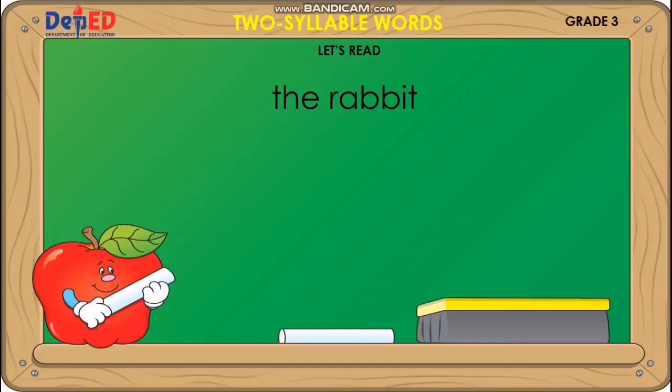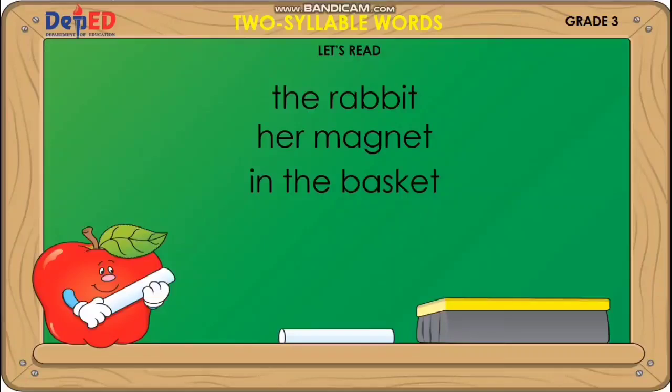Now we are going to read phrases with two-syllable words. The rabbit. Her magnet. In the basket.